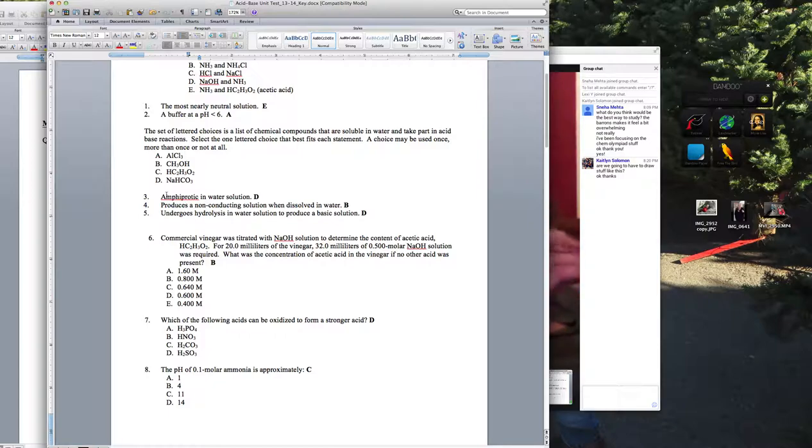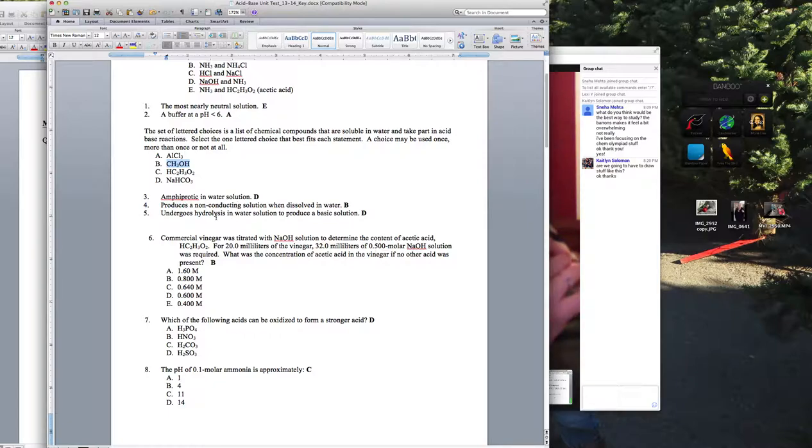Okay, and then down here, we'll just look at a couple of these. Amphiprotic: it can give up an H, or it can gain an H. And so that's D, because that Na can be replaced with an H and this H can go away. Produces a non-conducting solution. B, oh, here we go. Because this doesn't come apart, it's not ionic. It's not ionic at all, so that's B.